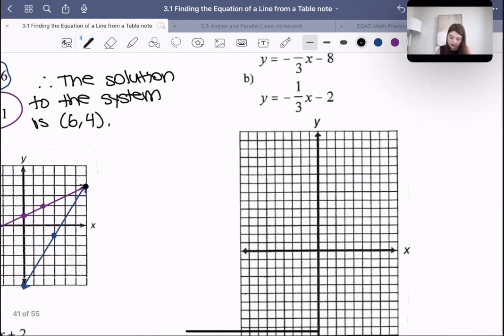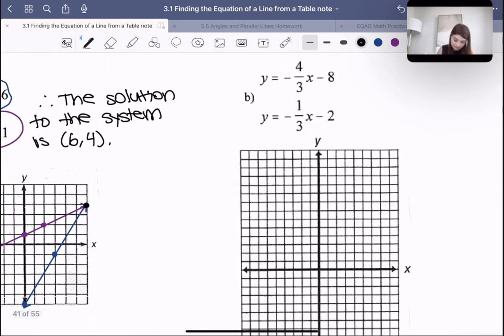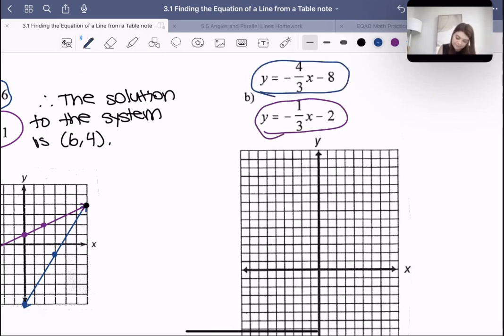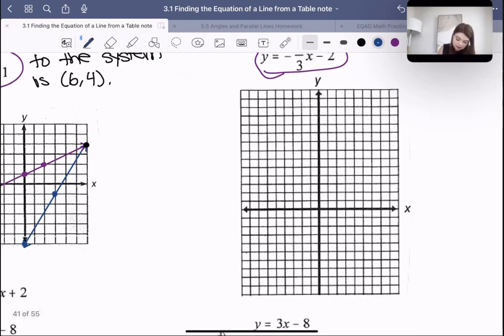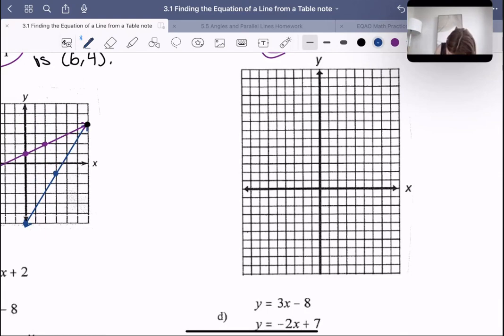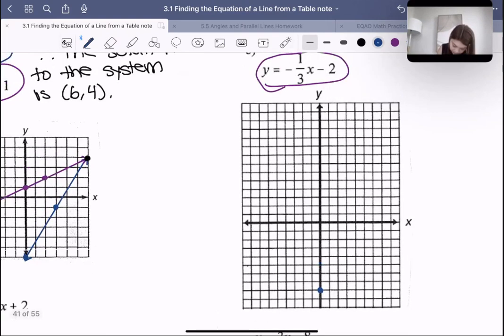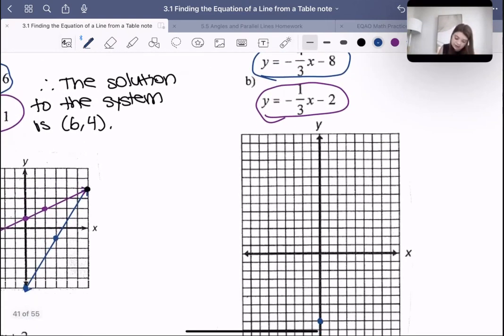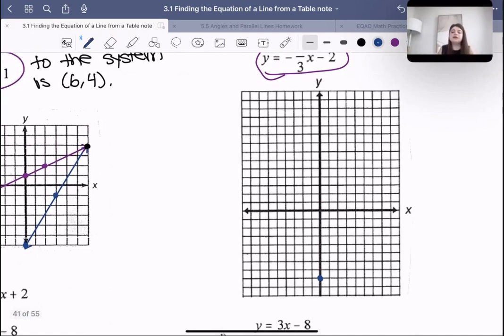Okay, let's move on to B. So let's do the same thing as before. Let's do purple and blue to kind of distinguish them. So first of all, we have -4 over 3x minus 8. So let's go to -8. 1, 2, 3, 4, 5, 6, 7, 8 is down there. And then what was our slope again? It was -4 over 3. Okay. So that means that it's going to be -4 for our rise and 3 for a run.